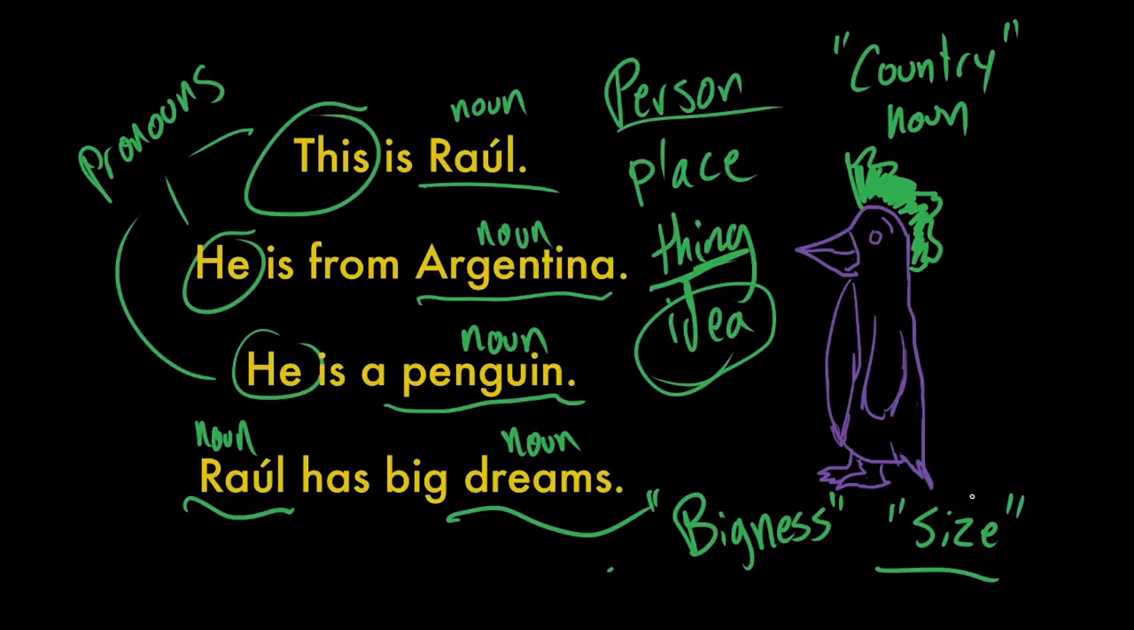Now, in that sentence, size is a noun, but it's not a physical thing. It's not a person. It's not a place. It's not something you can pick up. It's an idea. So that's why I include this fourth category. So, if you're trying to figure out whether or not a word is a noun, just apply this test. Ask yourself, is it a person, a place, a thing, or an idea?